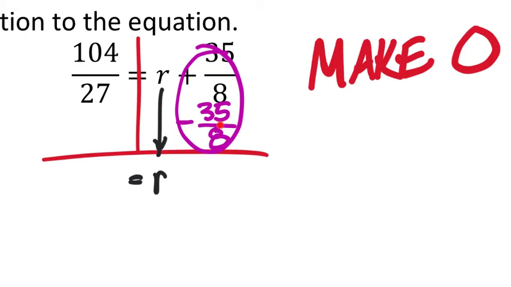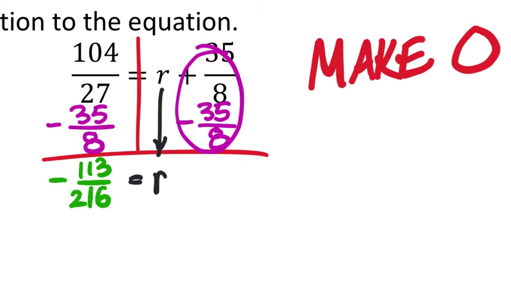But notice this minus 35/8, I did it to the right side of the equal sign. So I must do it to the other side of the equal sign, minus 35/8. Now, since you guys were doing that, I actually put that in my calculator. I put it exactly like this, 104/27 as a fraction minus 35/8. I put that in the calculator, and it told me that r would then be -113/216. Okay, now that's a pretty ugly fraction, but it should work.